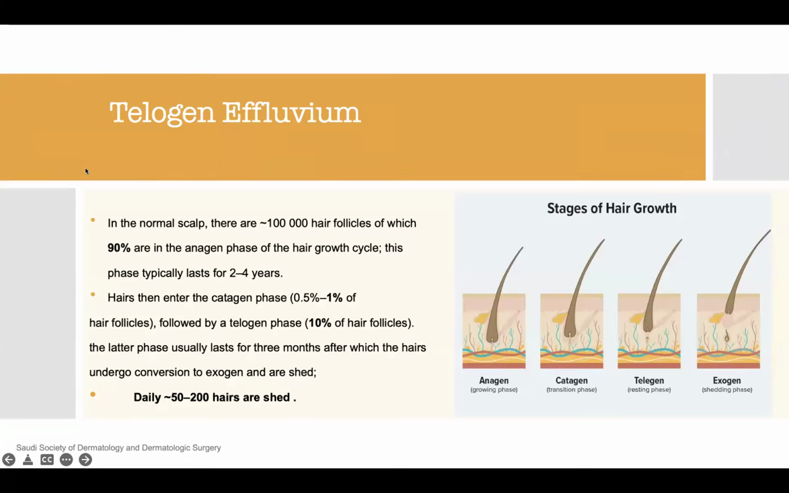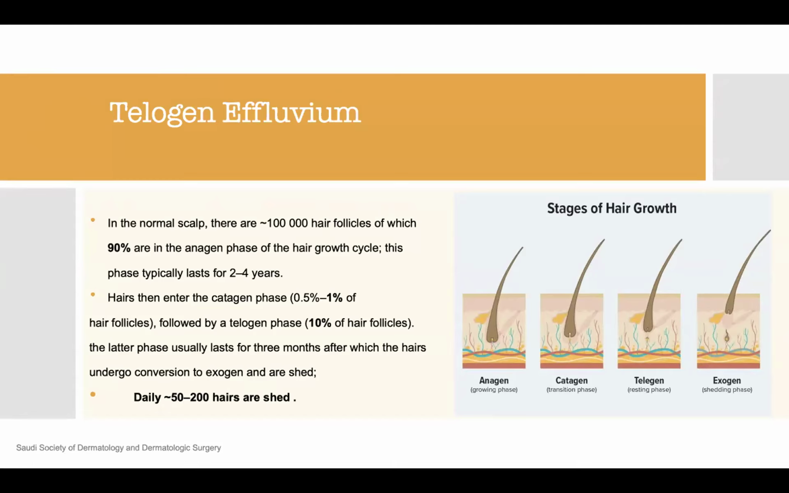Okay, so let's move now to telogen effluvium. Before we start to talk about telogen effluvium, we have to understand the normal hair cycle. In a normal scalp, usually we have 100,000 hair follicles. 90% of these follicles are in the anagen phase, which is known as the growing phase. The anagen usually takes from 2 to 4 years.